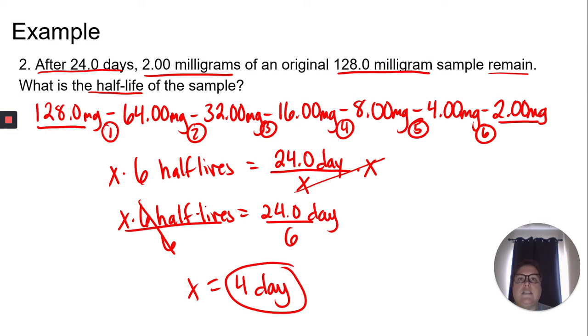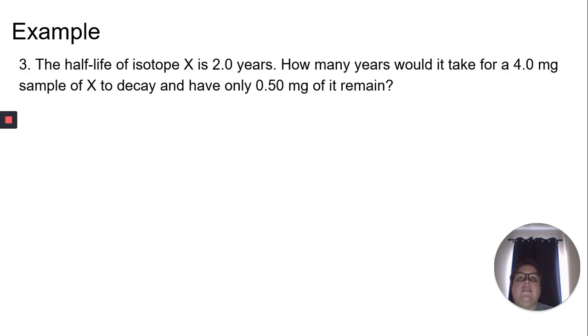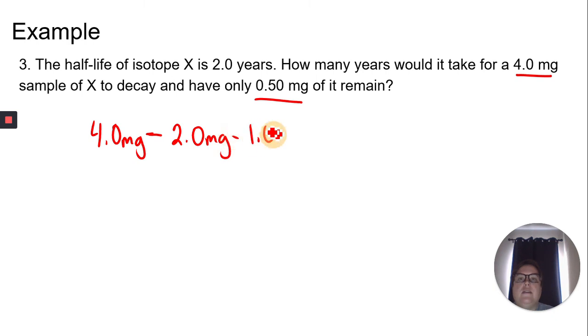And then our last question, again we're given 2 amounts, 4 and 0.5. So we take the larger amount and we divide it in half until we reach the smaller amount. So half of 4 is 2, half of 2 is 1, and half of 1 is 0.5. So then we're going to count how many half-lives took place. 1, 2, 3. So we had 3 half-lives.